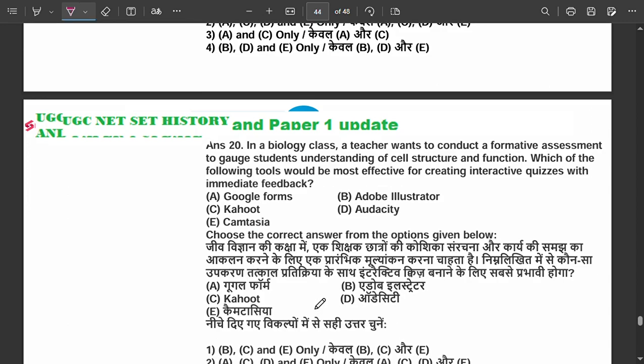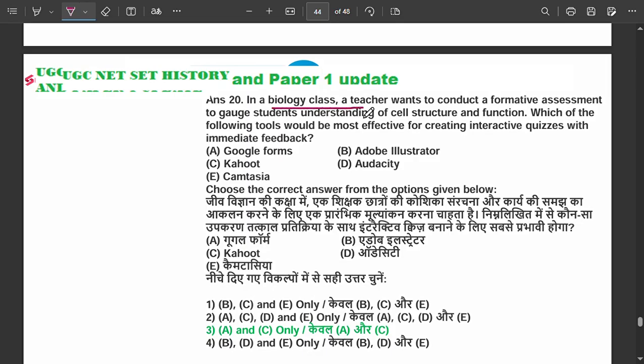Next, question number 20. In a biology class, the teacher wants to conduct a formative assessment to gauge students' understanding of cell structure and its functions. Which of the following tools would be most effective for creating interactive quizzes and immediate feedback? Google Forms and Kahoot were correct, and Adobe Illustrator, Audacity and Camtasia were incorrect. So option number 3, A and C, was the correct answer. Okay.